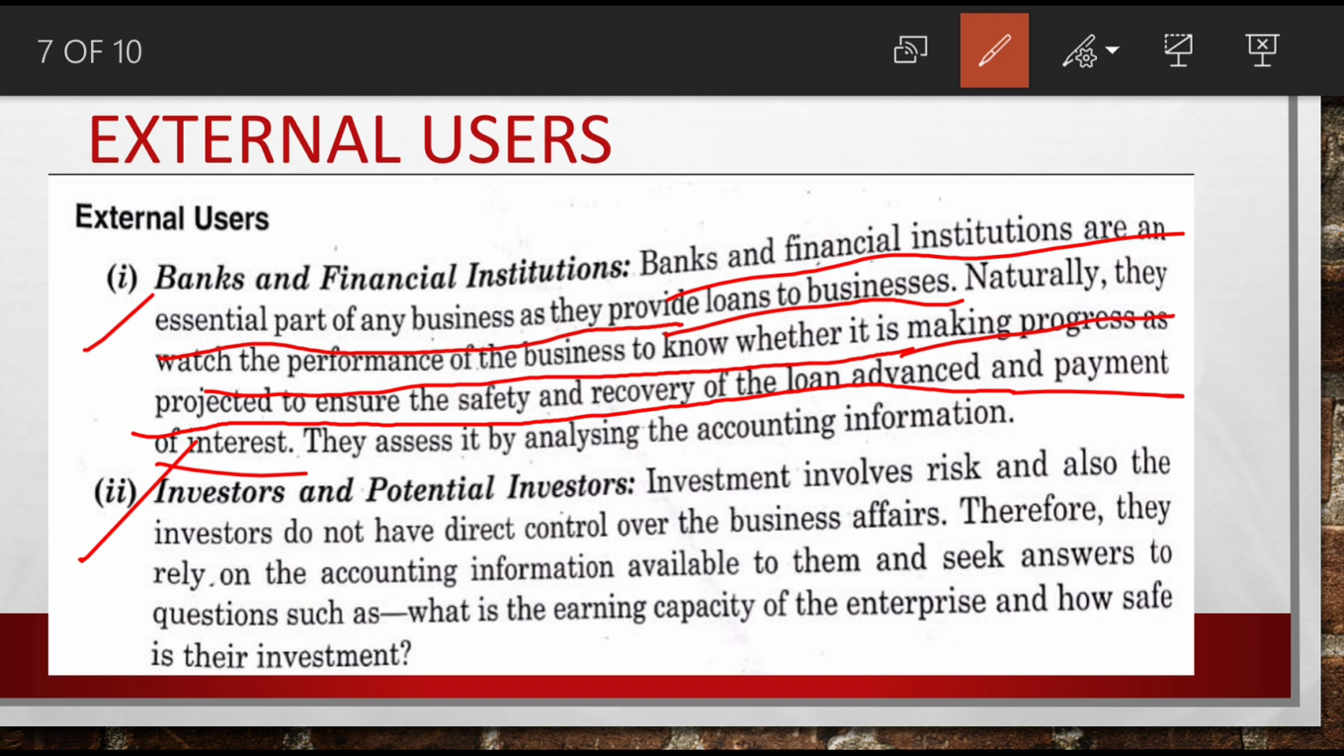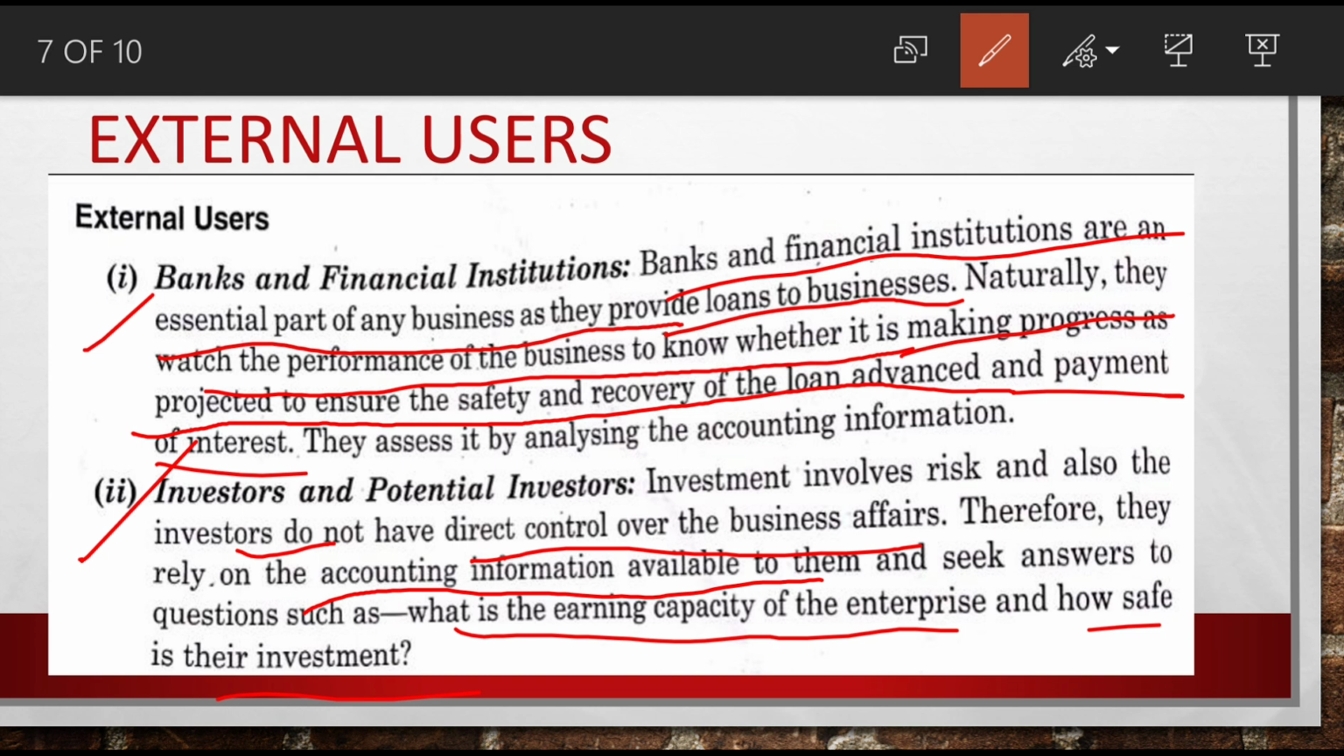Investment involves risk, and the investors do not have direct control over the business affairs. Therefore, they rely on the accounting information available to them and seek answers to questions such as what is the earning capacity of the enterprise and how safe is their investment. They are thinking about these questions only: whether their money is safe or not in our business. That's why they are taking this information. They are not directly involved in our business, isn't it? Suppose you are purchasing a share of any company.